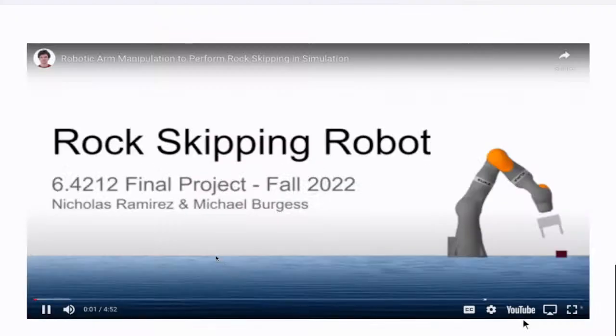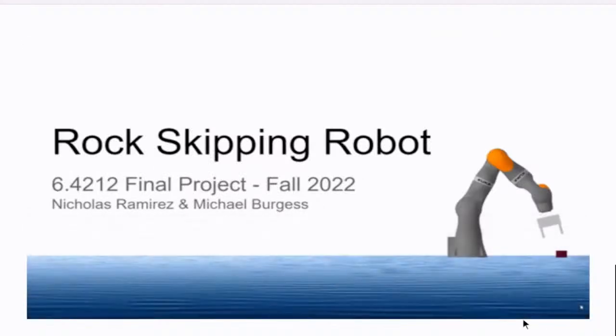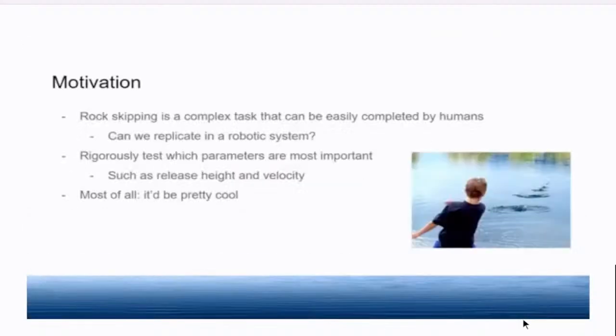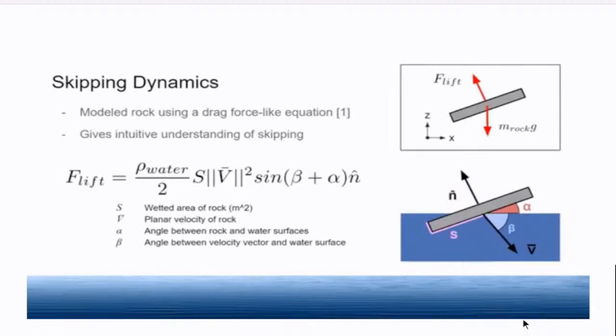Hi, this is Michael. And this is Nico. For our final project, we tried to get the IIWA to skip a rock. Rock skipping is a relatively simple, dynamic task that can be done by many people, even the kid in this picture. We thought it would be pretty cool to see if we could get a robot to do the same thing. The first challenge of our project was to model the dynamics of skipping.